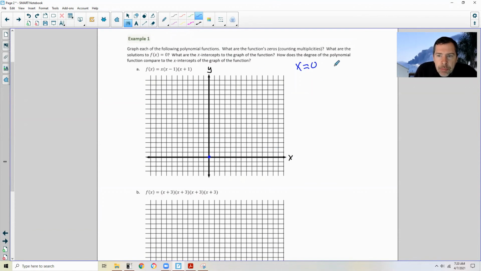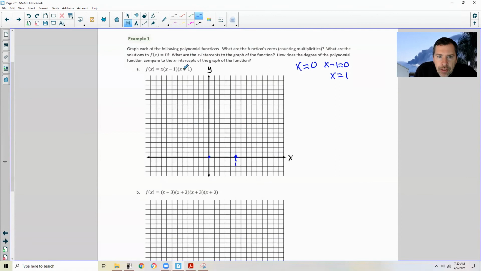And then I take x minus 1 equals 0, set it equal to 0, and solve for x by adding 1 to both sides, so we would get x equals 1. So I'm going to go over 1, 2, 3, 4, 5, and call this 1. And I'm going to put a point right there.